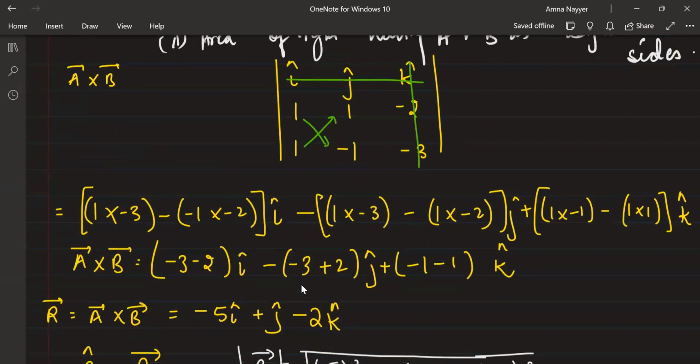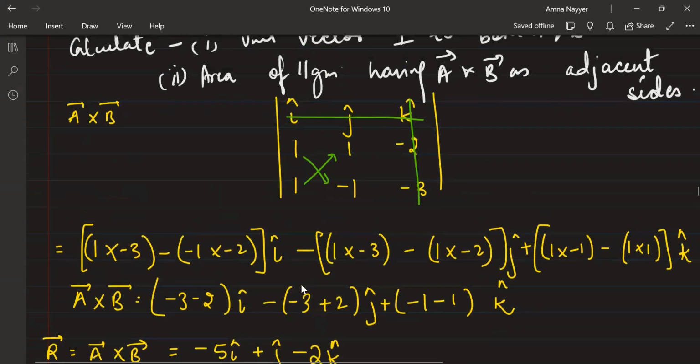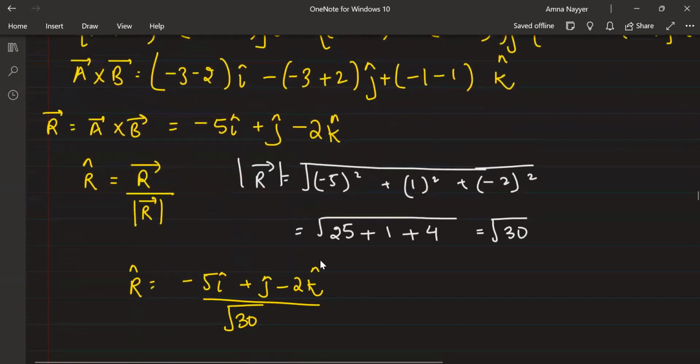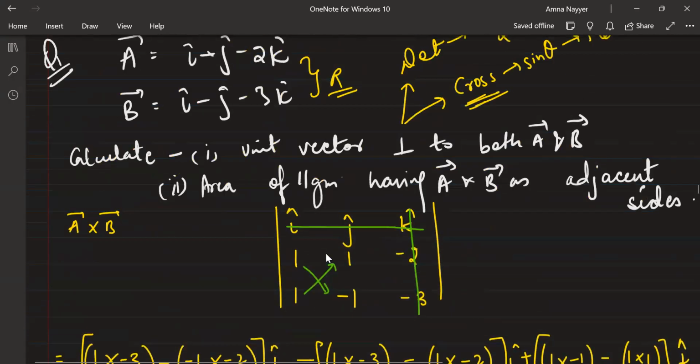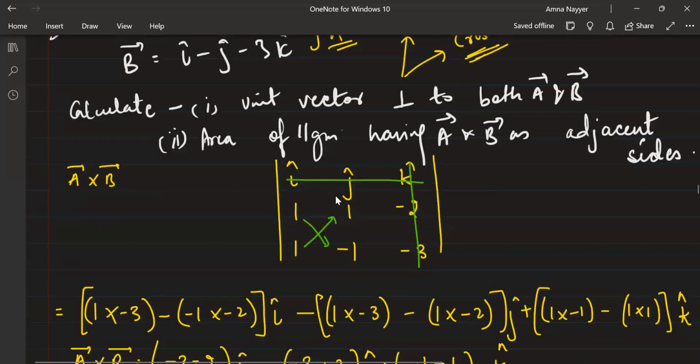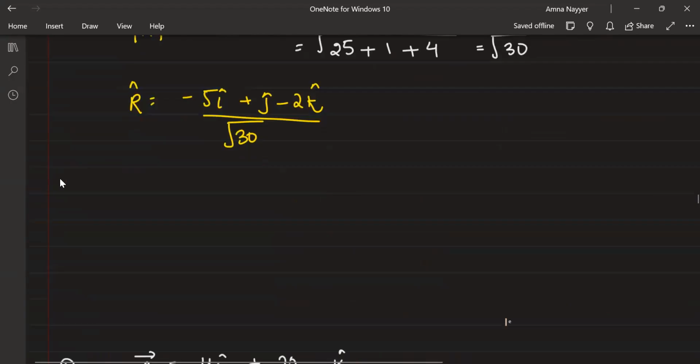Yes, ma'am, clear. Okay, Neha, you've understood? We have just calculated the cross product resultant, and then we have taken its unit vector. I'll make you practice more questions on this. It says area of the parallelogram having A and B as adjacent sides. We have seen what the area of a parallelogram is: you just take the magnitude of A cross B. So the second part will be the area of the parallelogram.